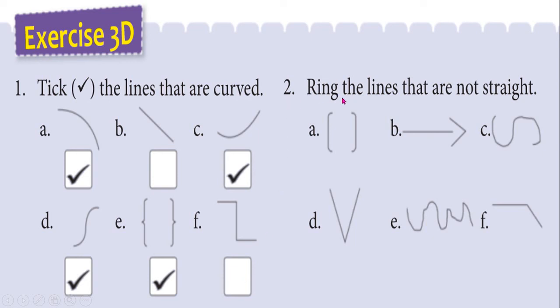Coming to question number 2, ring the lines that are not straight. Not straight means which are curved lines. So we need to put a ring around the shapes which are not straight. A is drawn with a part of curved lines here, which is not straight in this region. We will put a ring to indicate that. Coming to B, we have purely straight lines here. This arrow shape is drawn with straight lines, and we will not put any ring around it. Coming to C, this shape is drawn with curved lines. We will put a ring around it. Coming to D, it looks like the letter V, which is written with 2 straight lines. We will not put any ring around it. And coming to E, it's a curved line, and we will put a ring around it. F, we have 2 straight lines here, and we will not put any ring around it. So this is how we need to answer such questions.